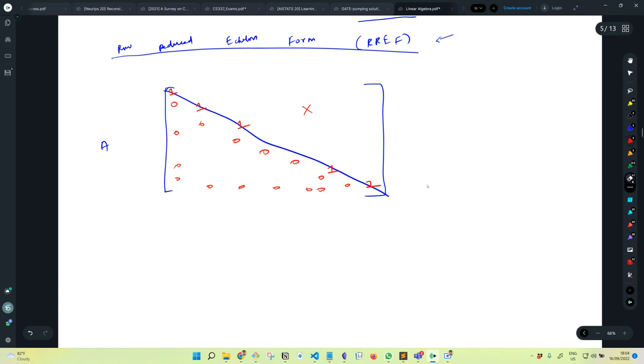This can be any real number. I hope the structure of the RREF is clear to you. More formally, we call RREF an upper triangular matrix. Why do we call this upper triangular? Because you have non-zero entries only above the leading diagonal of the matrix.